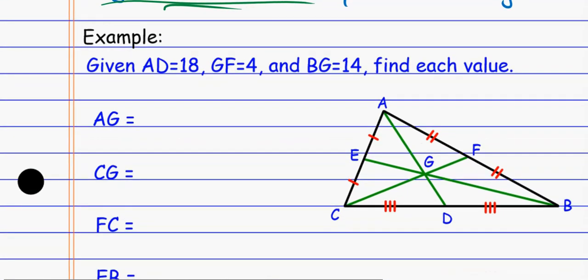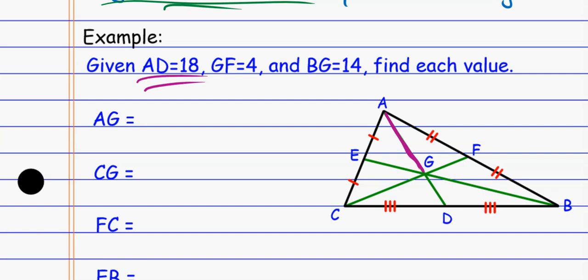For example, let's take a look at something like this, just jumping around this thing. Given AD is 18, GF is 4, BG is 14, I want to find each value. Right away, I am looking for AG first. This is the piece I'm looking for right here, AG. I have to look at what that's part of. Notice it gave me AD is 18.